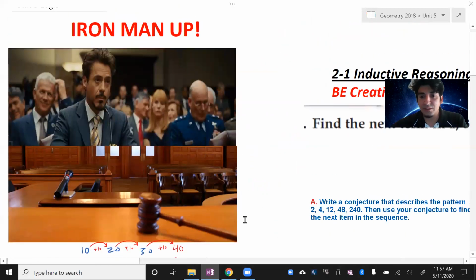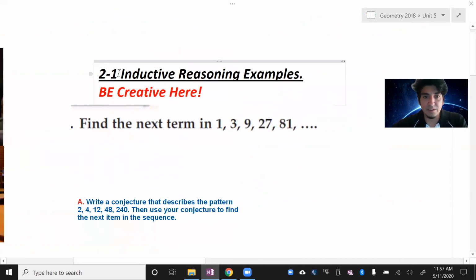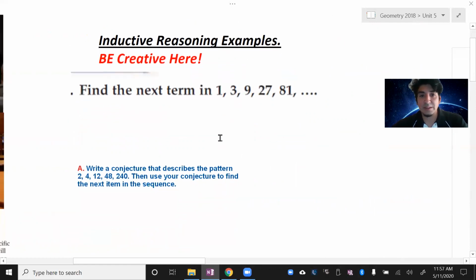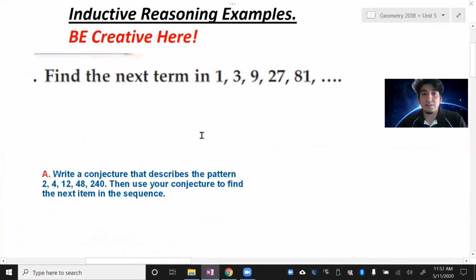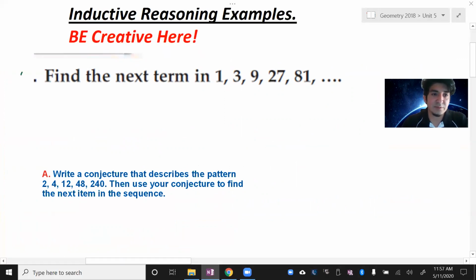Okay, so we're going to go ahead and look for examples here. Make sure you're being creative as we go on. On this one, we call this number 1, call this number 2. Find the next term in a sequence. So I know that's +2, that's +6, that's plus a big number.